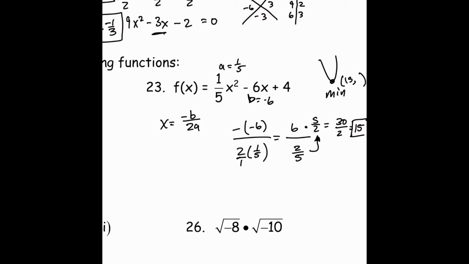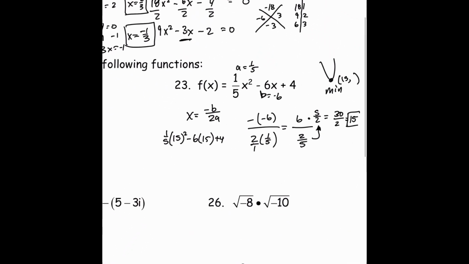We've got to figure out the y value. How do we figure out the y value? By plugging x back into the original. So 1/5 times 15 squared minus 6 times 15 plus 4. All right, 15 times 15, I feel like that's 225. Is this a calculator part? No, it's not. All right, so 15 times 15: 5, carry the 2, 7, 1, 12, 225. I don't even know if that's what I said, but all right, 225.